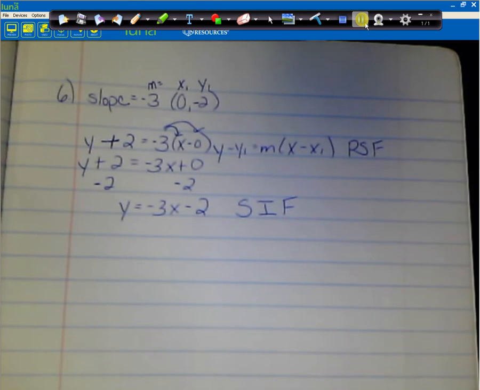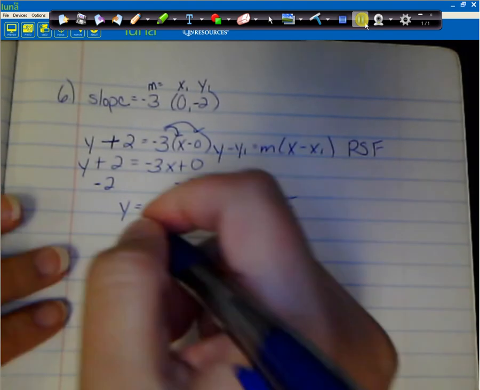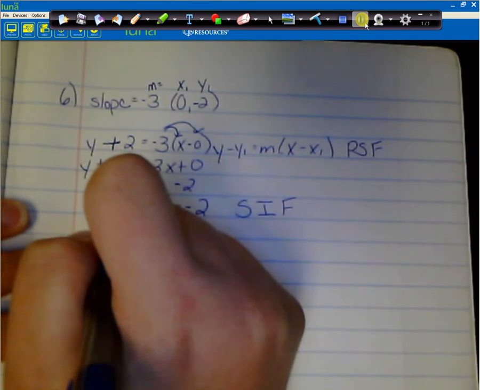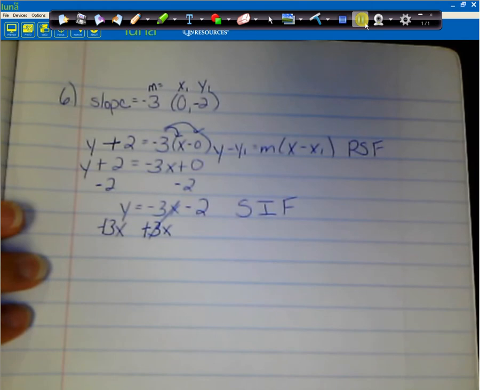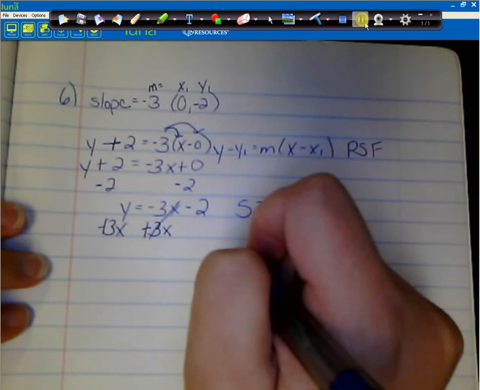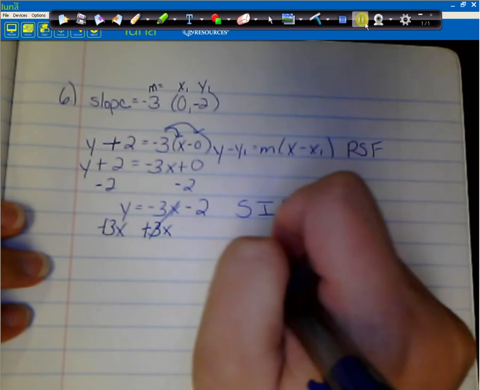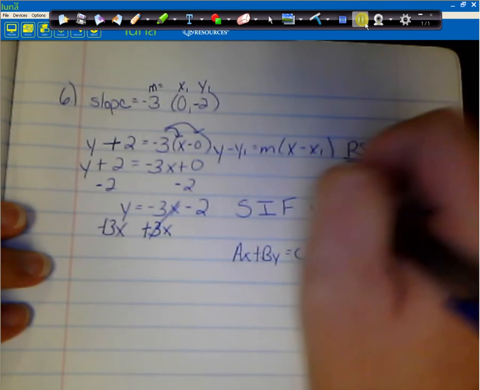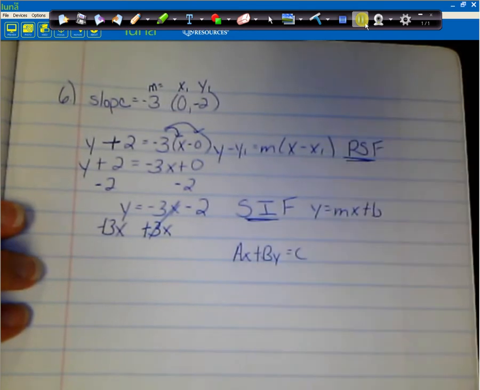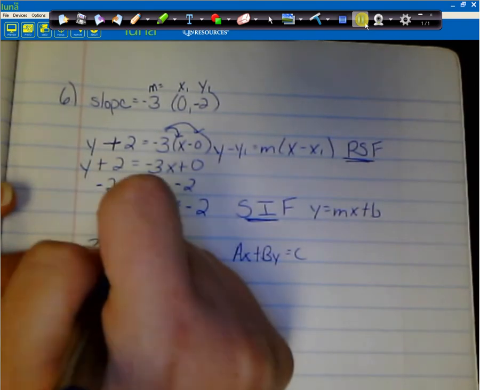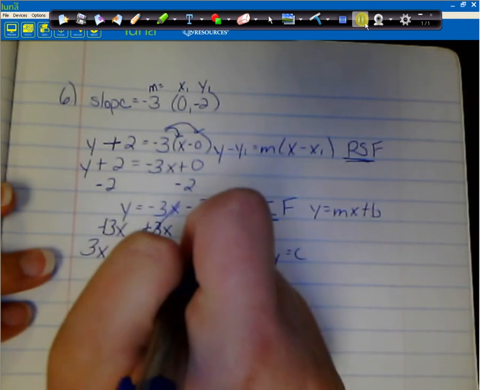Now we're going to go to standard. And standard says that it wants the x and the y both on the left-hand side. So I'm going to move the x to be over here with the y. So I'm going to add 3x to both sides. What we're trying to get to is standard, which is ax plus by equals c. So this is standard, so we want the x first. So I'm going to list the x first. 3x plus y equals -2. Make sure you bring that down.